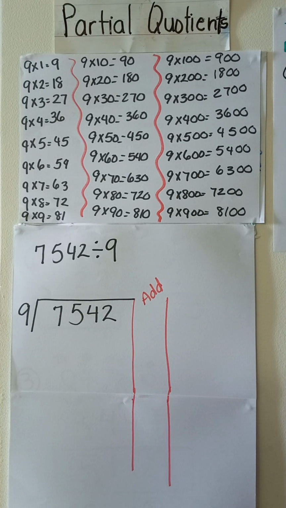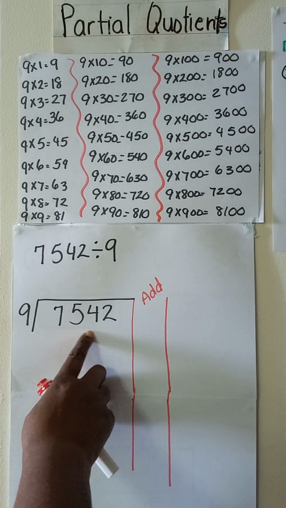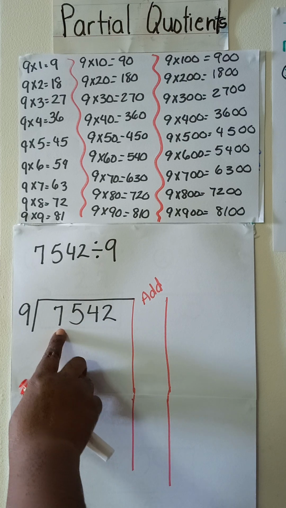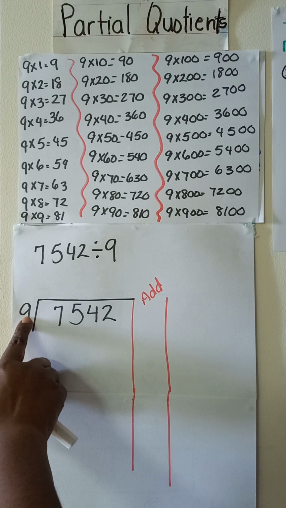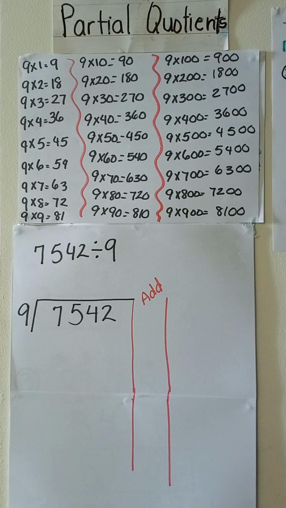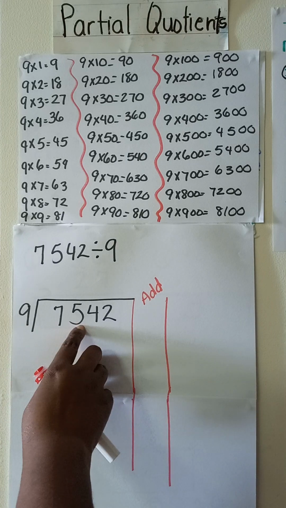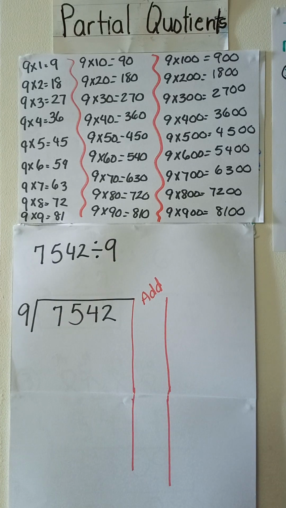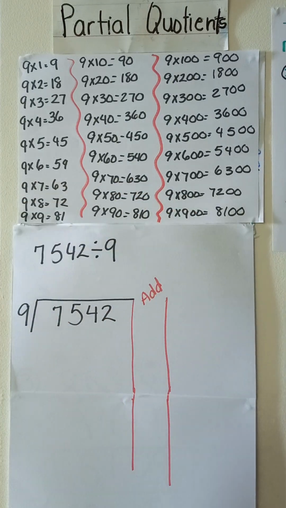Now, the first thing I'm going to ask myself is 9 into 7,542, or 7,542 divided by 9. This is asking me how many times can I get 9 out of 7,542. Drawing 9 circles and putting 1 dot in each circle is going to take way too long. So we're going to use our multiplication chart. We're going to use our facts and our multiples to help us.